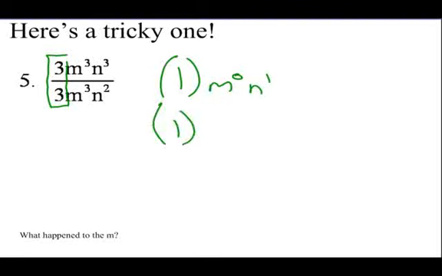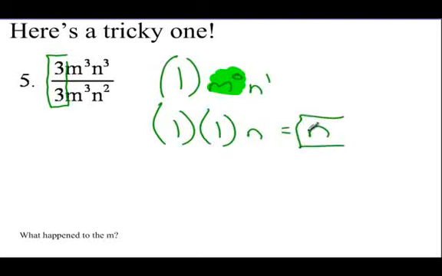Now what was that rule? We had an old rule here. Anything to the 0 power is 1. Good. So 1 times 1 is 1. 1 times n is n. So final answer is n. So what happened to the m? Okay, it became m to the 0 power, and anything to the 0 power is 1.